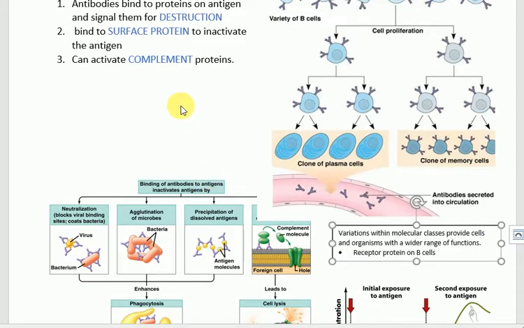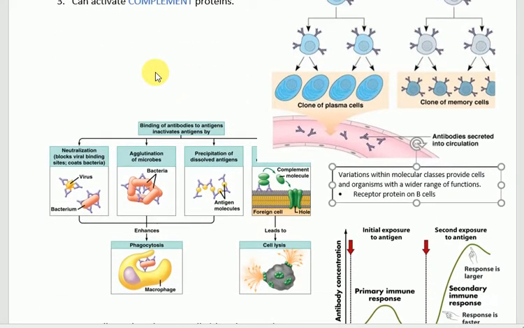Then we have the surface proteins. Right here, this is a surface protein. And basically, it blocks the viral binding sites, right? So here's a virus, here's a bacteria. It's going to block it so it cannot bind. So it can't do what it came to originally do, which is bind and replicate. Then we have the complement proteins being activated over here. And you can see it's on a foreign cell, and it will cause the cell to lyse.